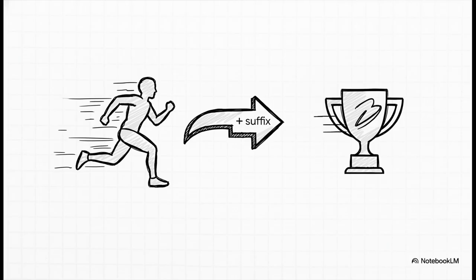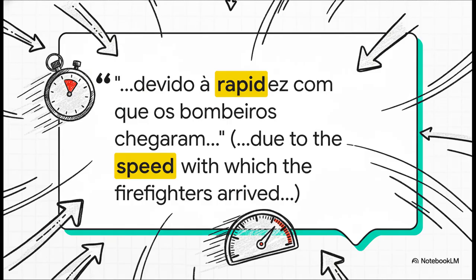Suffixes are also masters of making things abstract. They can take a simple adjective, like rapid, and magically transform it into a noun that describes the quality of being rapid. So here, the root is rapid. By tacking on that ez suffix, we create a brand new word, rapidez, which means speed or swiftness. See what happened? It's no longer just describing something, it is the quality itself. And that's how language builds these big abstract concepts from simple descriptions.